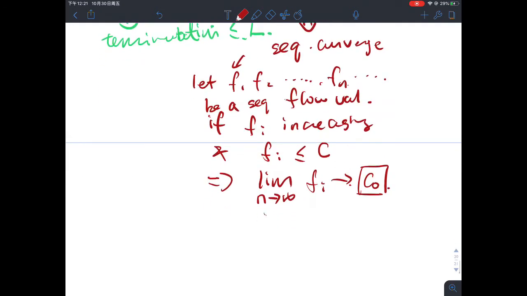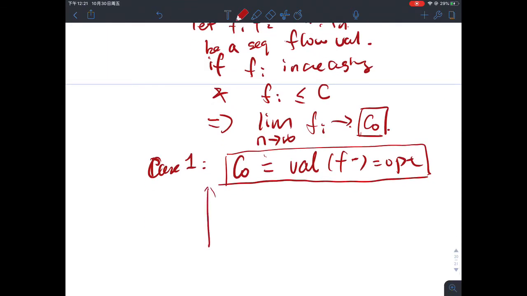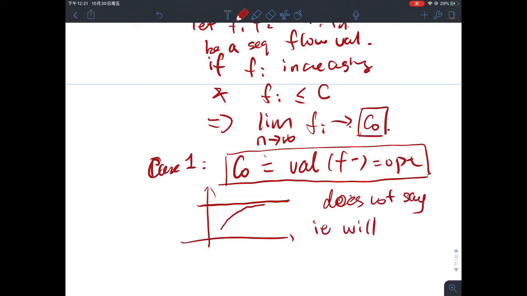The first implication is that maybe there's a case one. The first possibility is that the converged value would really be the value of the optimal. It's really just the same as the optimal. In this first possible case, there's an optimal solution, and we are going to build a flow that gradually gets closer to this optimum solution, but it does not say you will hit the optimum solution within a finite number of rounds.